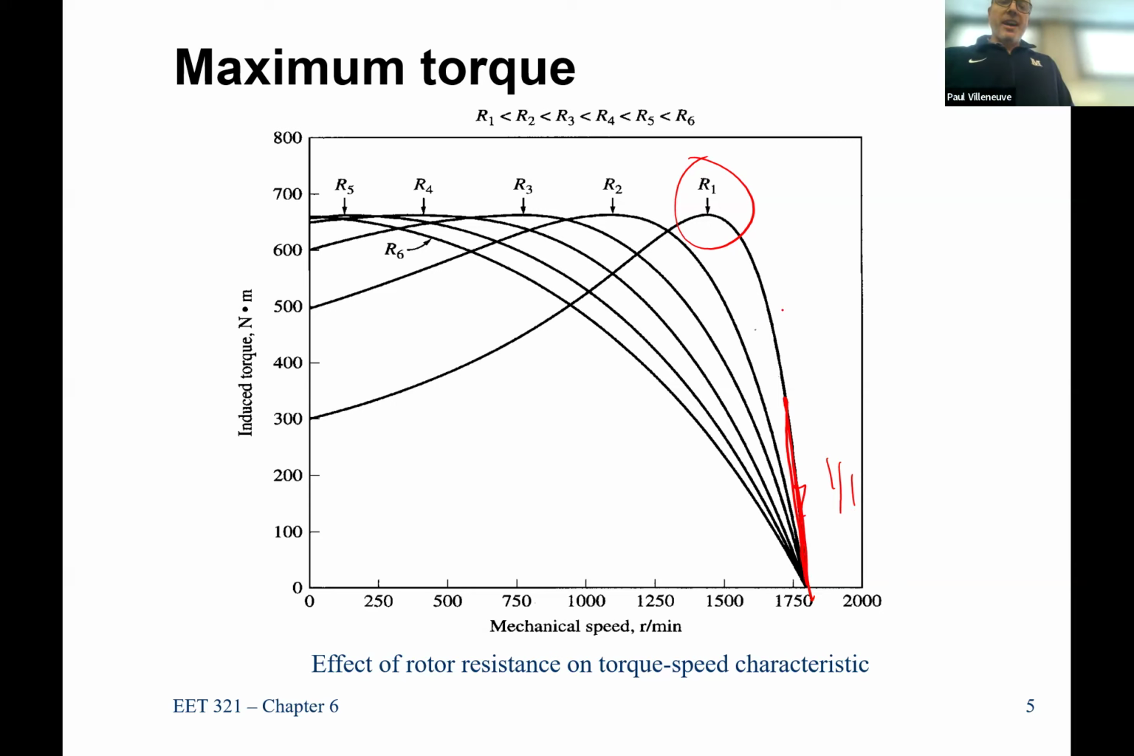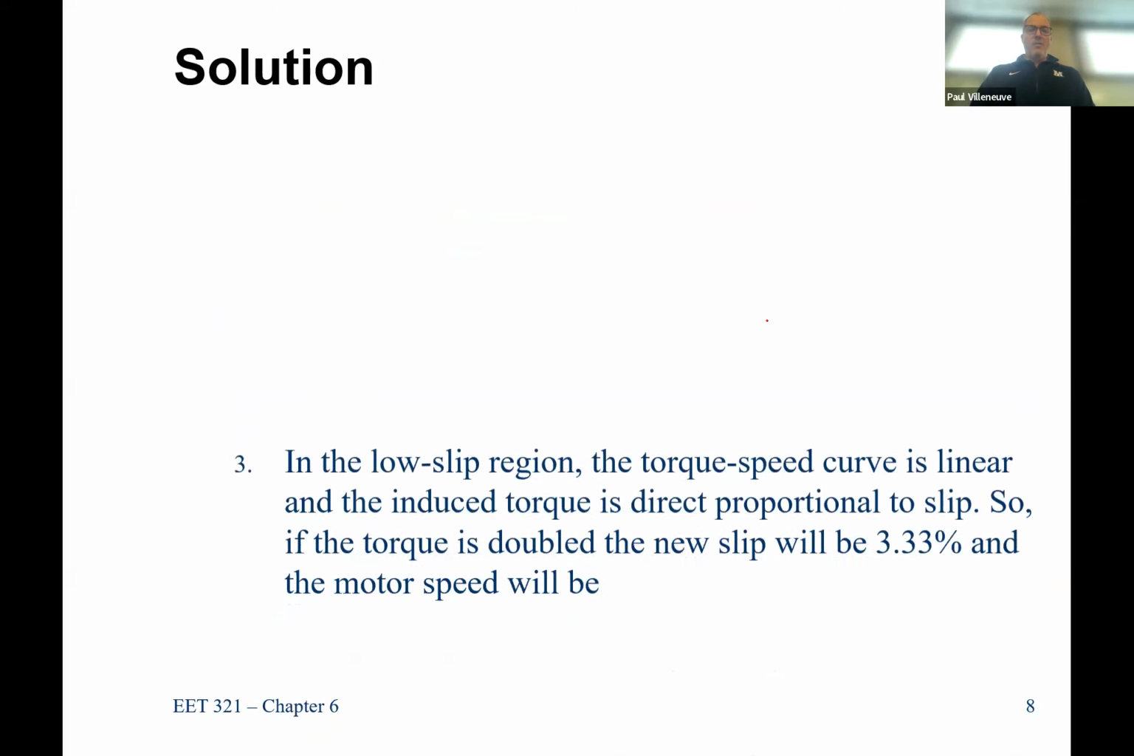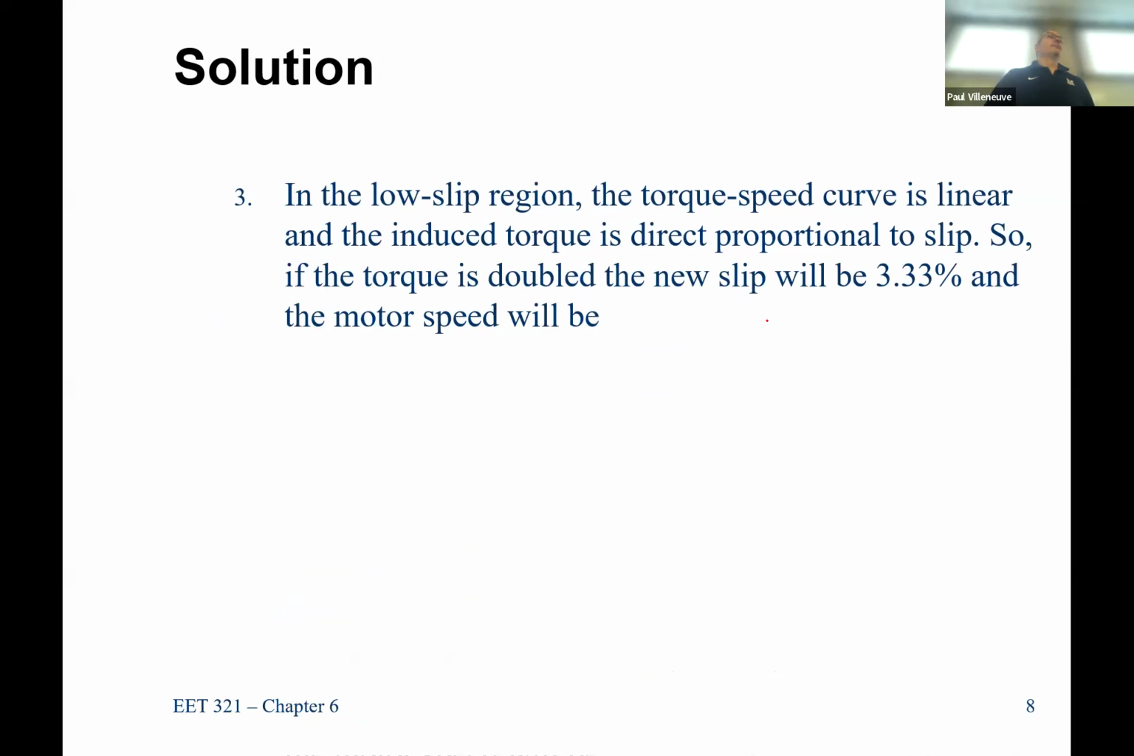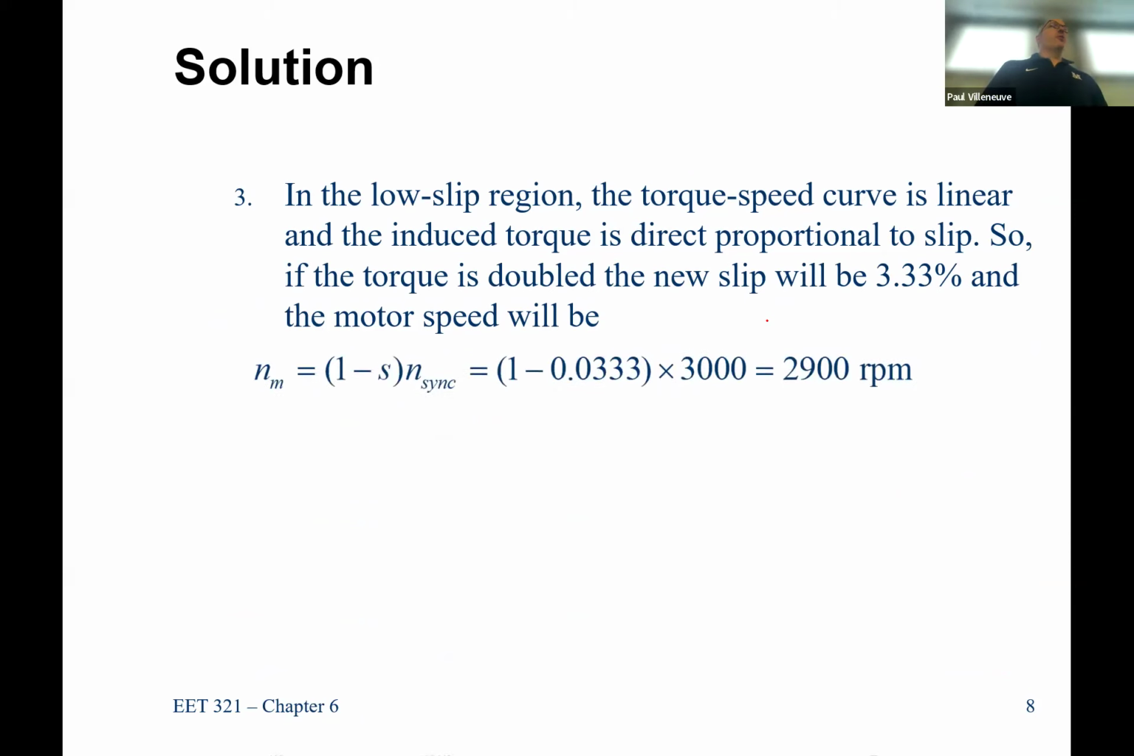Once you start getting past this nonlinear operation, all bets are off, right? We can't necessarily do that. So part 3 is double the torque, just double the slip. That's all you need to do. Nothing more complicated than that. Now we know what our new speed is because we can calculate N sub m.